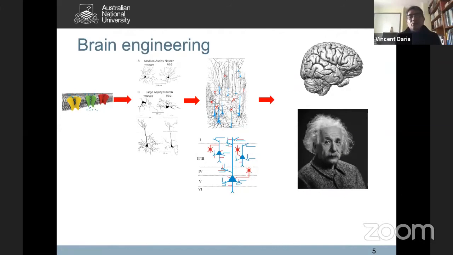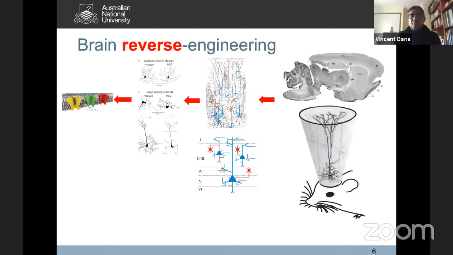Unfortunately, we don't build a brain. The brain develops by itself, and what we try to do now is reverse engineer the brain. We don't really understand how the brain is actually built, and we're just trying to see how all of those components are functioning in the brain. So we're trying to reverse engineer the brain.